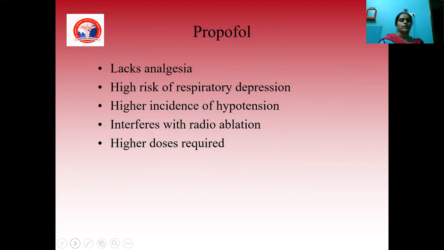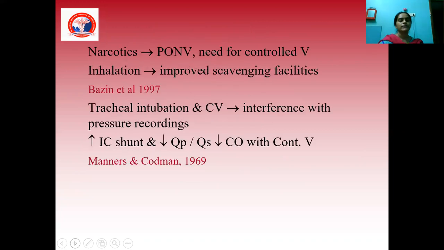Protocol. It lacks analgesia. High risk for respiratory depression. There is a higher incidence of hypertension. Interferes with radio ablation. Is not required. Narcotics may cause post-operative nausea and vomiting. Need for controlled ventilation. It may cause respiratory depression. Inhalation improves scavenging facilities.